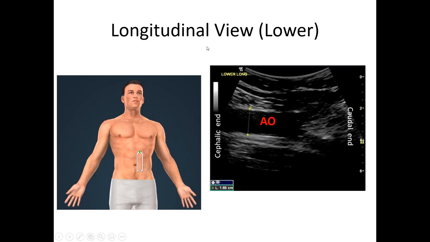This is the longitudinal view of the lower abdominal aorta. You can also appreciate this is a slightly oblique view. You can see the two common iliac arteries here, and this is again outer wall to outer wall.